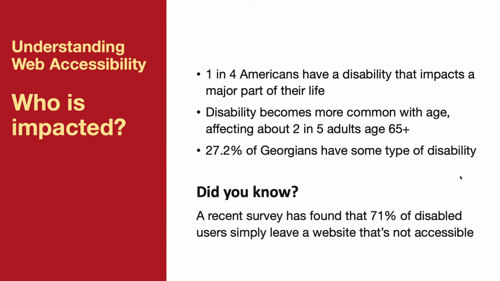So who is impacted by accessibility issues? According to the CDC, about 1 in 4 Americans have a disability that impacts a major part of their life. Disability becomes more common as we age, affecting about 2 out of 5 adults age 65 and older. In Georgia, 27% of adults have some type of disability. When you think about it, that's a large chunk of our audience. And that fact becomes even more important to consider when we know that about 71% of disabled users will simply leave a website if it's not accessible.